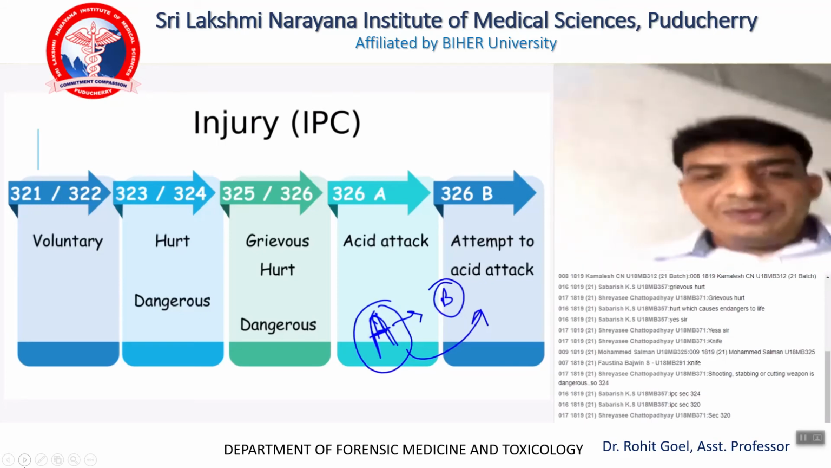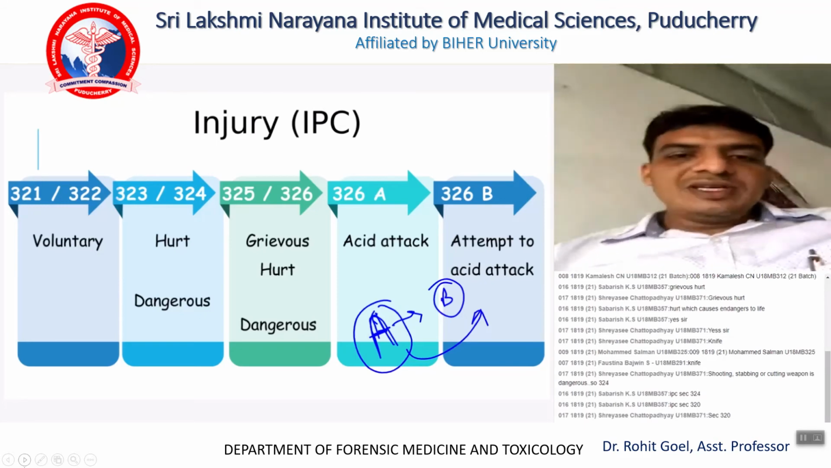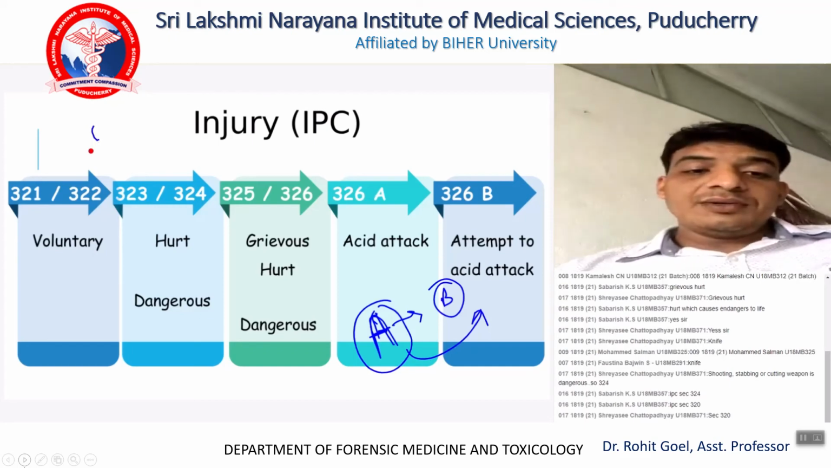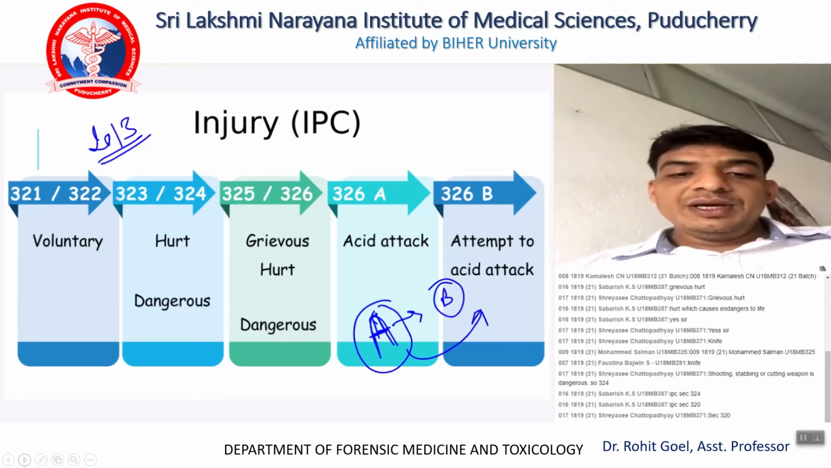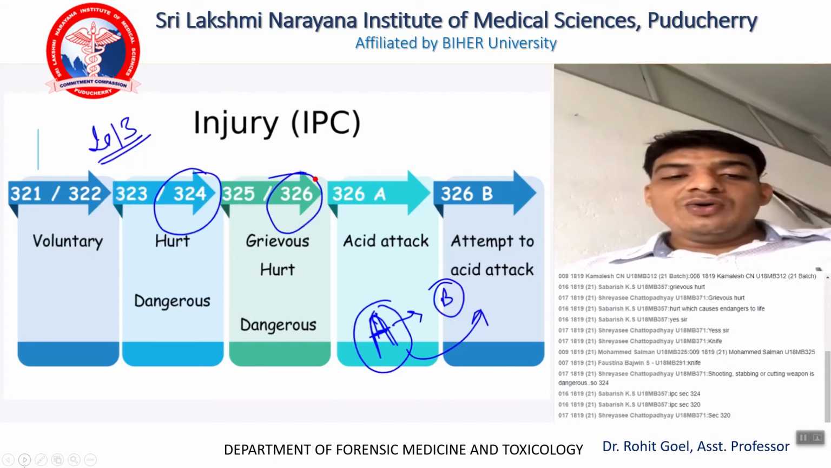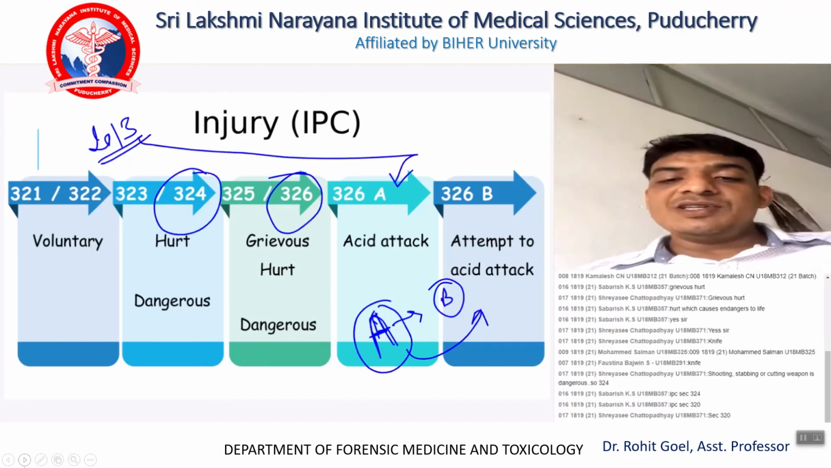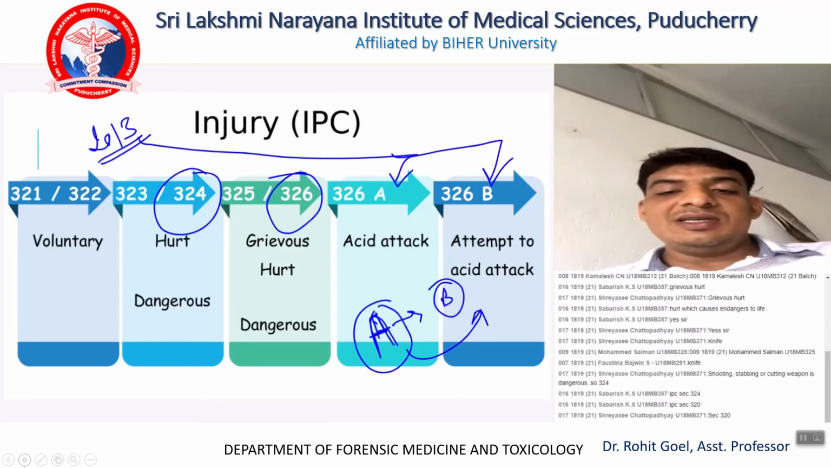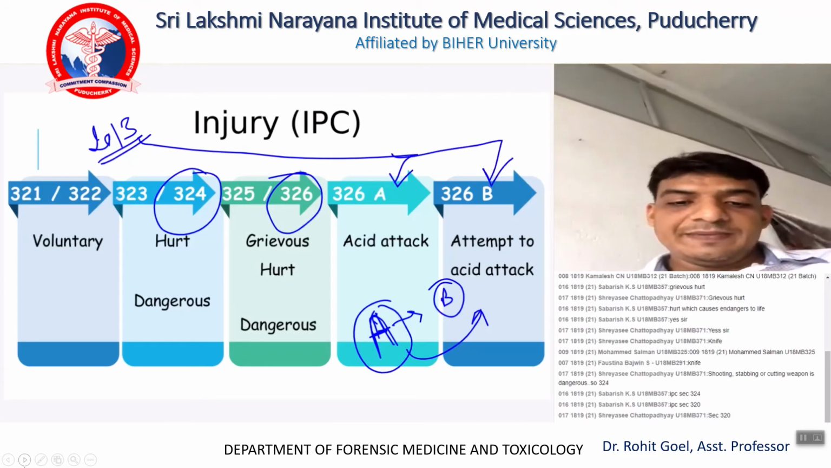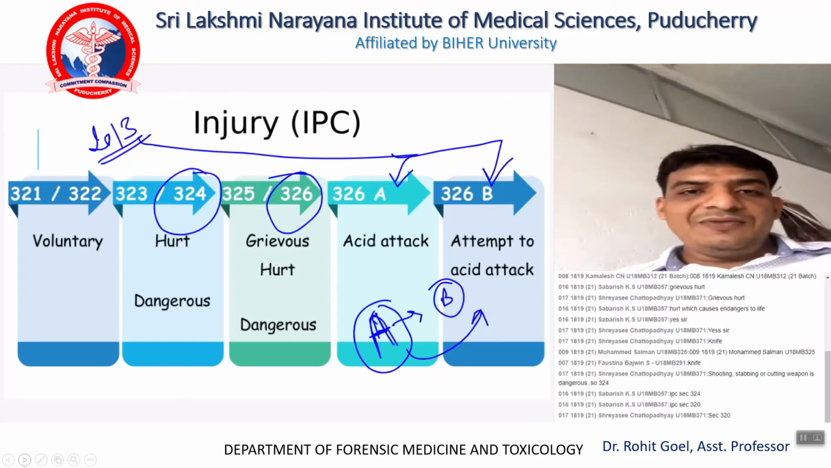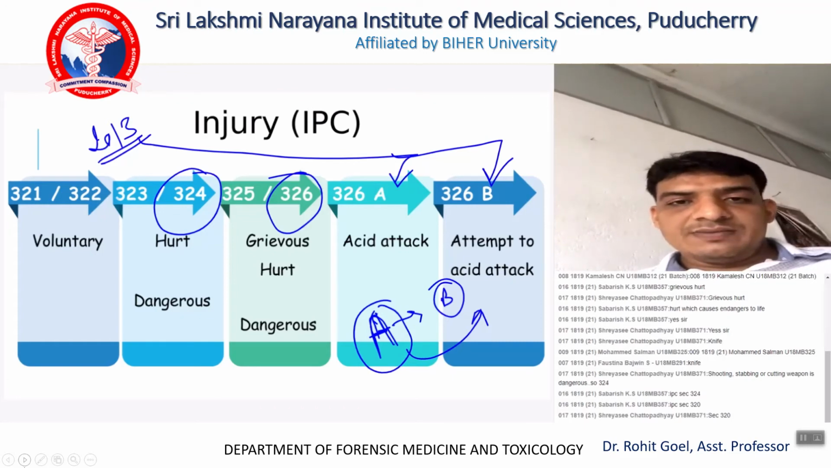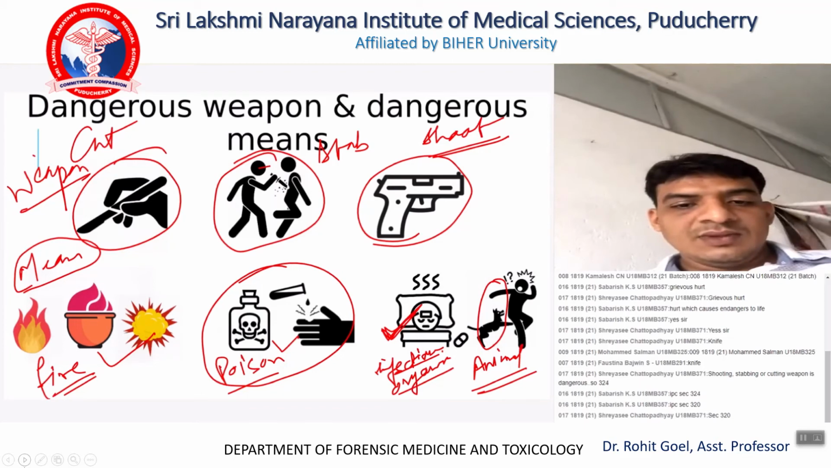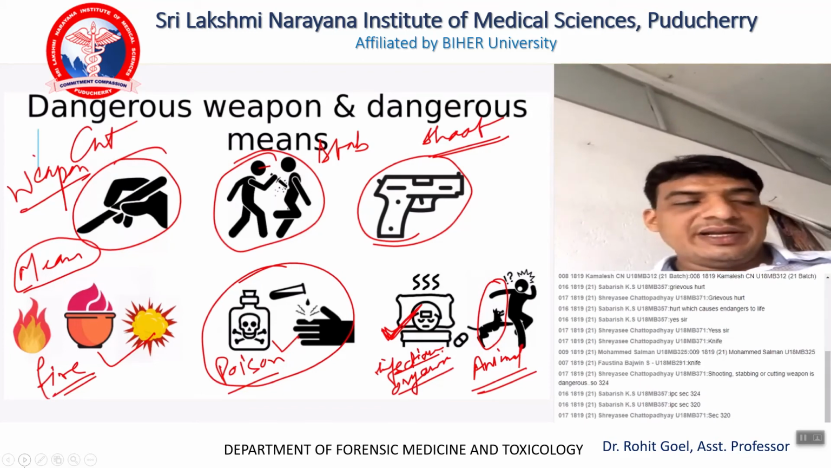Okay, so now if you see a question or MCQ prior to 2013, there you will find that the answer has been given either 324 or 326. But now after 2013, the definitions have changed and the answer will become 326A and 326B. Now the attempt itself is punishable. Remember this is going to be very helpful in your exams. We have seen the definition of dangerous means and dangerous weapons.